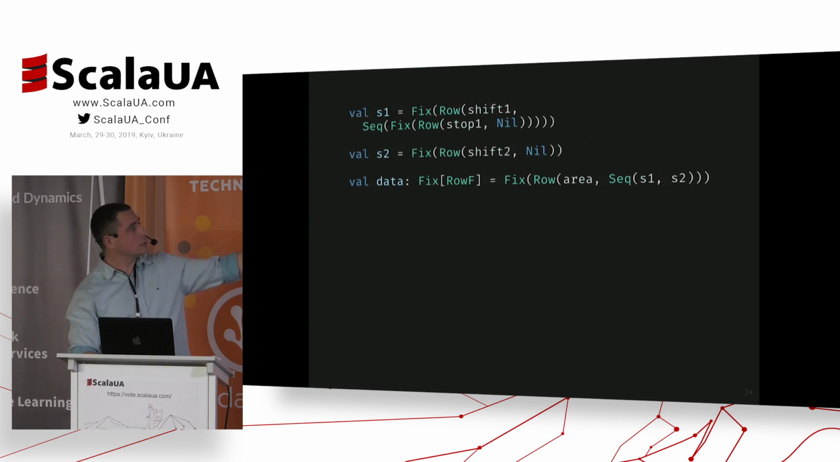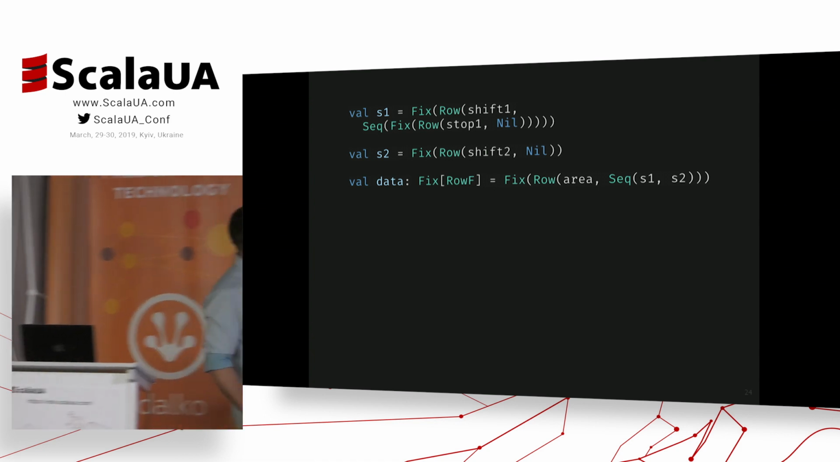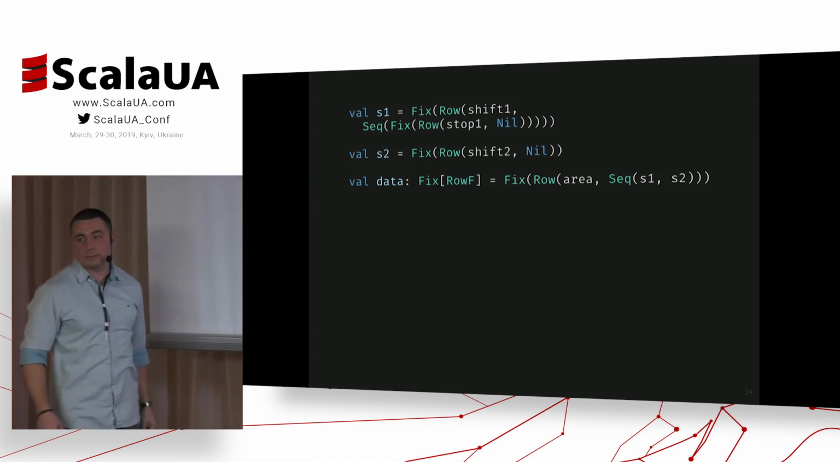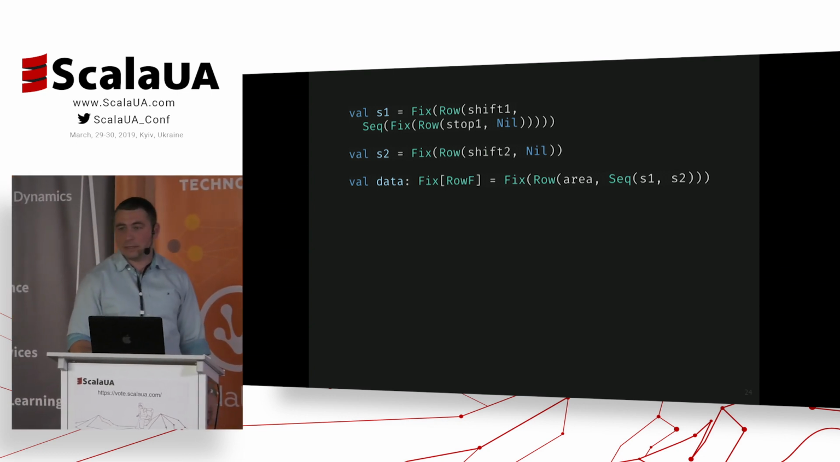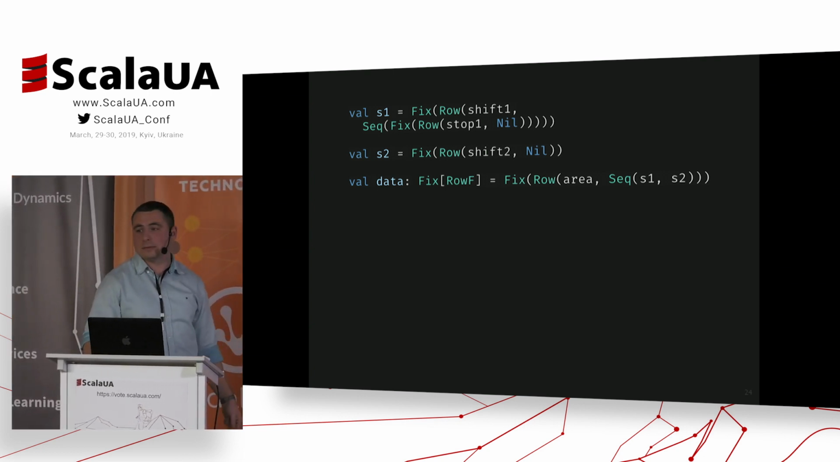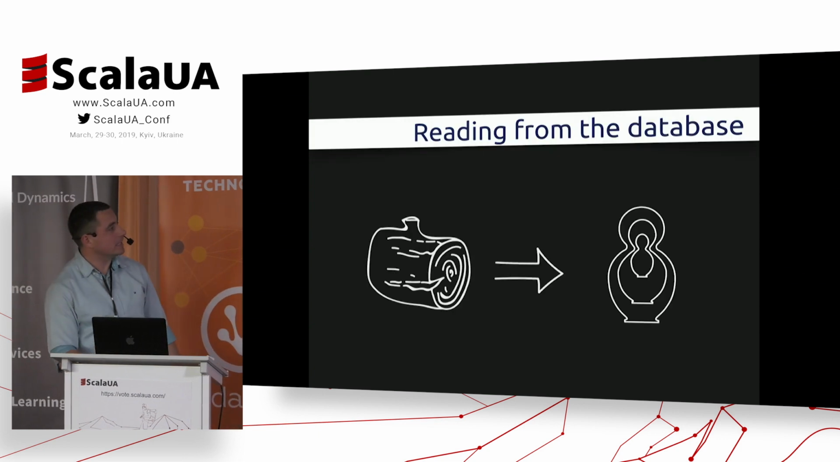So let's introduce fix point. We just wrap everything we had before in fix. Nothing else. Just a fix applied to every single row we had. And the final type is fix of row f. No recursion anymore. It's plain. It's recursive inside, but it's plain for the compiler. The recursion is in the type. Nice type.